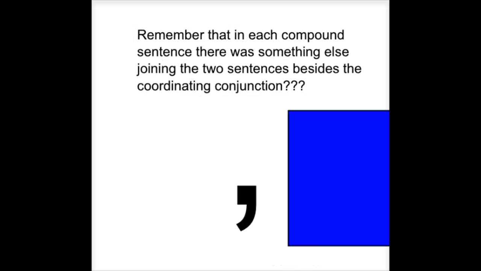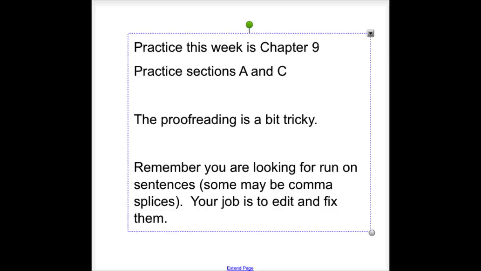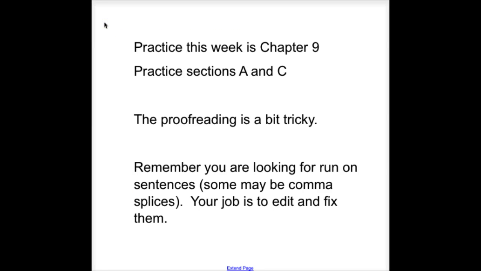All right? So this week, you are going to be working with fragments and run-on sentences. The practice this week is chapter 9. You're going to practice sections A and C. A, you almost always do section A. You're not doing B this week. You're doing C, which is a proofreading exercise, and it's a little tricky. Remember, in the proofreading, you're looking for run-on sentences. Some may be comma splices. Your job is to edit and fix them.